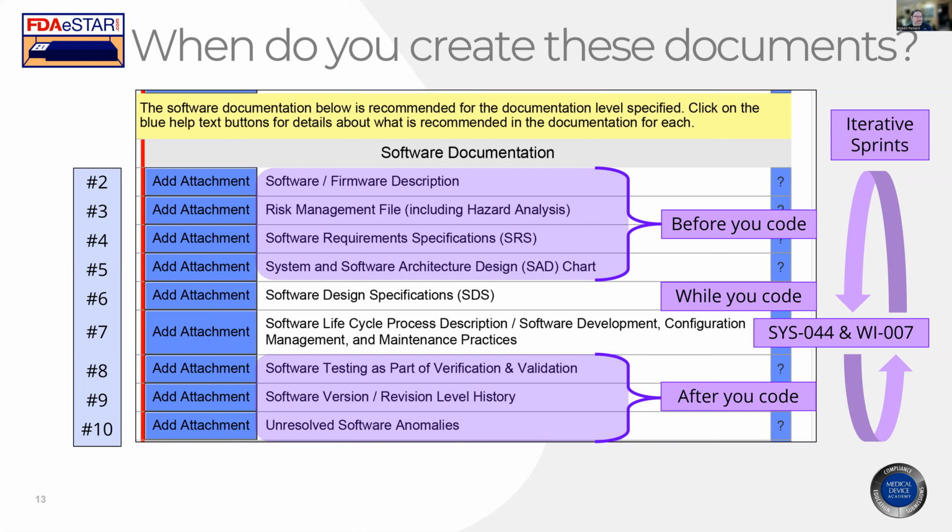And you're going to update your revision history over and over and over again. So 0.1, 0.2, 0.3, 0.99. And then you have your unresolved anomalies. Some of them might be okay to launch with if they're just cosmetic and they don't cause any harm and they don't prevent the system from working. But some of them might be, nope, this is a showstopper. We can't release it like this. So that's what you do after your code.